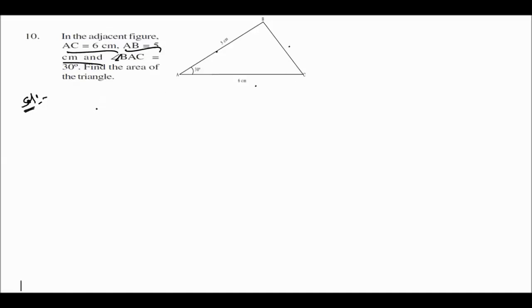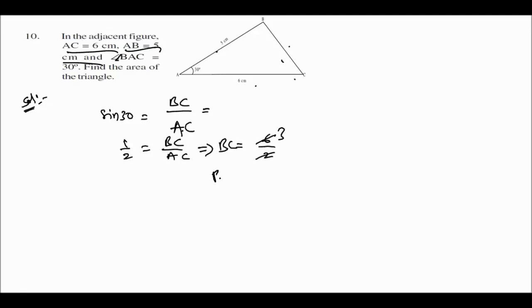Here, given all this, we have to find BC. Sin 30 is equal to opposite by hypotenuse, BC by AC. Hypotenuse means this one. Sin 30 is equal to 1 by 2, BC divided by AC. BC we don't know, AC is equal to 6. So BC is equal to 6 by 2, which is 3. So BC is equal to 3 centimeters here.